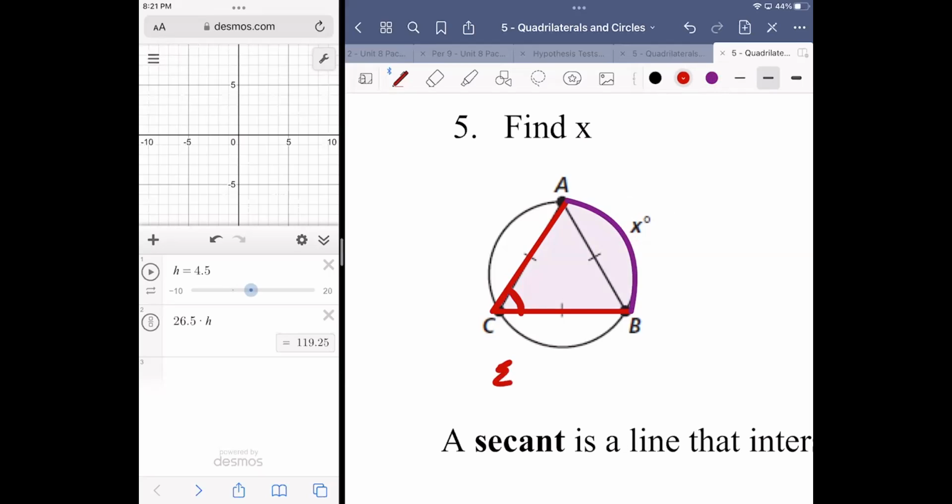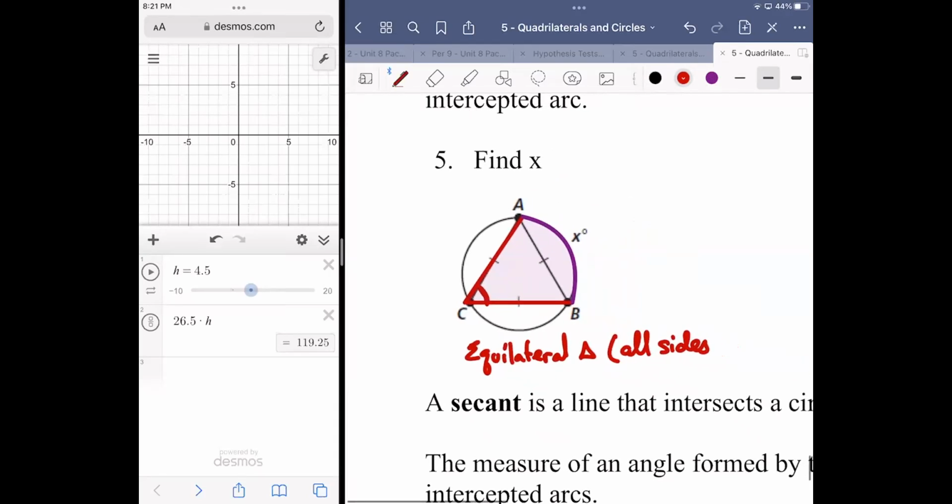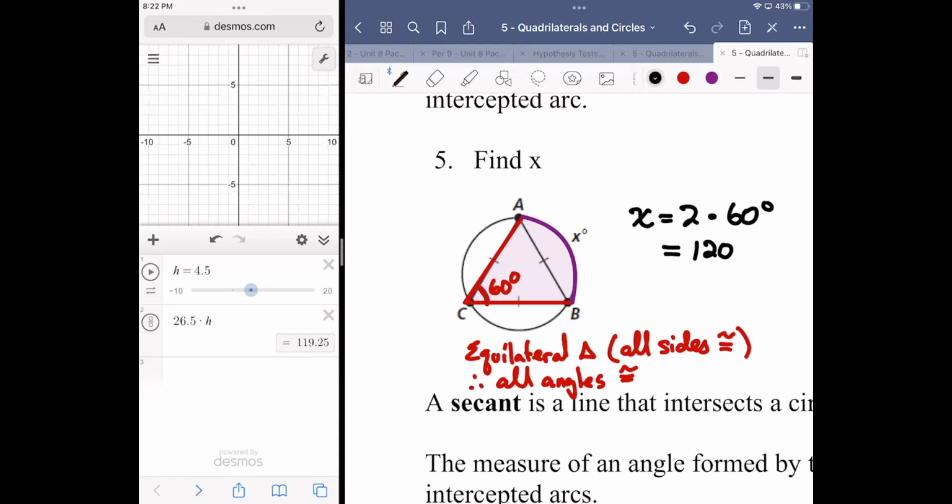Now this is an equilateral triangle, and that's because all sides are congruent. In an equilateral triangle, all angles are congruent. If all the angles are congruent and all the angles add up to 180 degrees, then each angle must be 60 degrees, 1/3 of the total. So this must be a 60-degree angle. So X is going to be equal to 2 times 60 degrees. So 120 degrees.